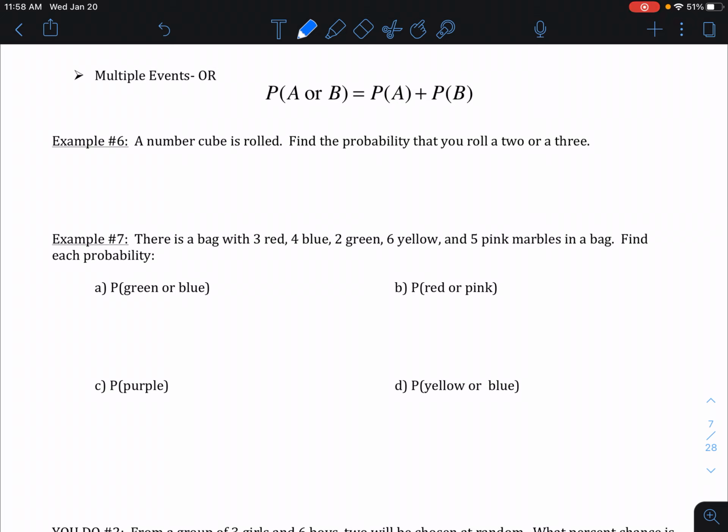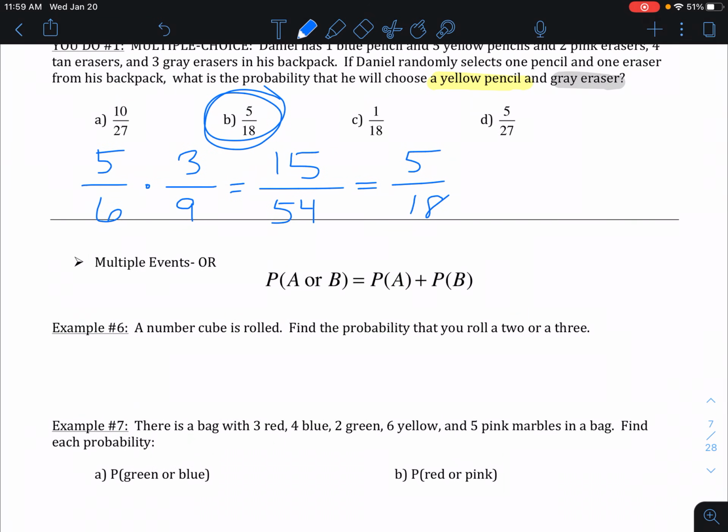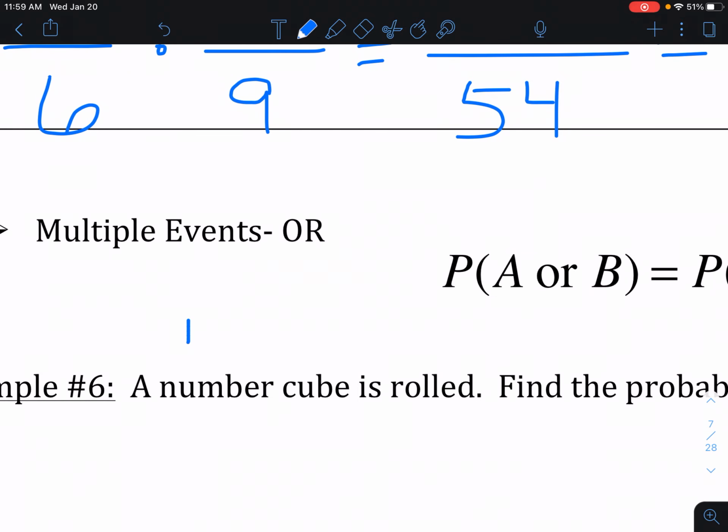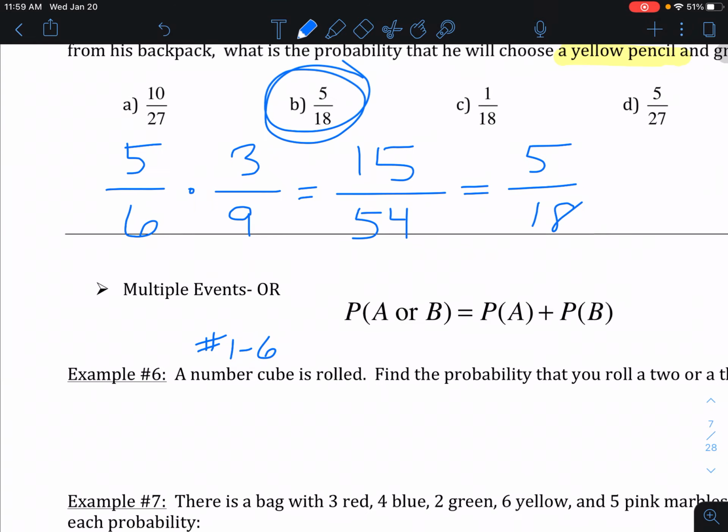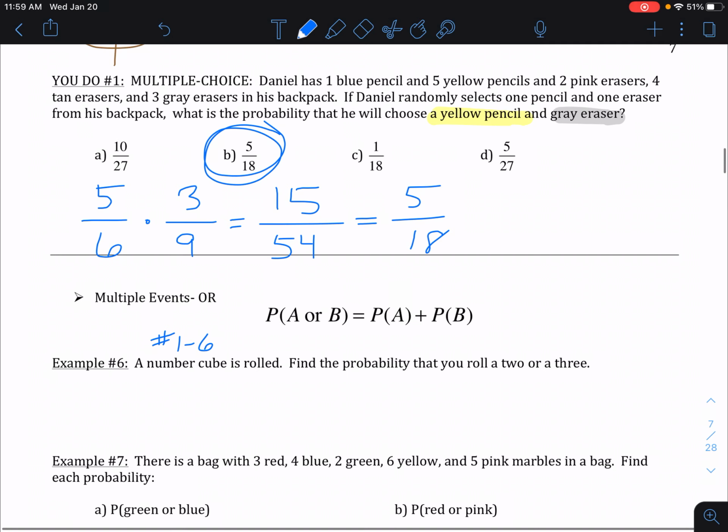So as you can see in the top, the probability of getting A or B is you add up the probability of A plus the probability of B. Easier than it sounds. So example 6, a number cube is rolled. Remember I said that when it says number cube, that's a die, labeled 1 through 6. We want to find the probability that you roll a 2 or a 3.